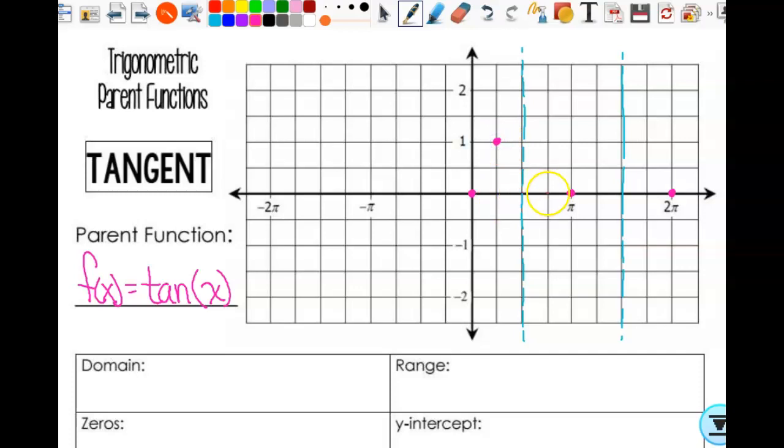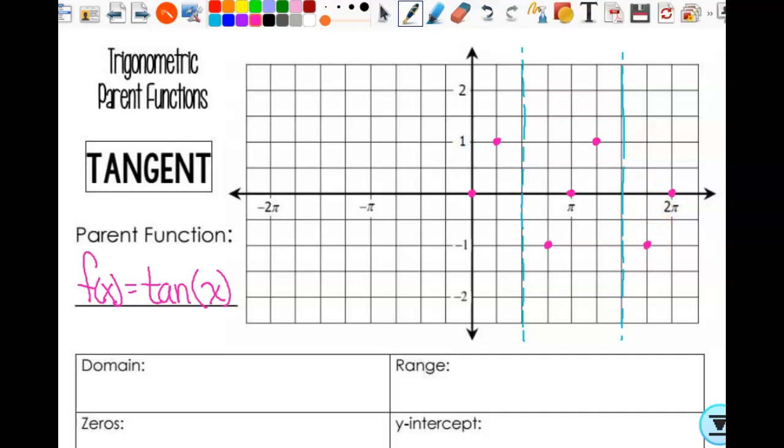Then this will be 3 pi fourths. What's the tangent of 3 pi fourths? -1, because 3 pi fourths is in the second quadrant, yes. So that's pi fourths, 3 pi fourths. This will be 5 pi fourths. What's the tangent of 5 pi fourths? 1, because that puts me in the third quadrant, and tangent's positive there. And then I have 7 pi fourths. What's the tangent of 7 pi fourths? -1, because then I'm in the fourth quadrant. Okay? We good with that?